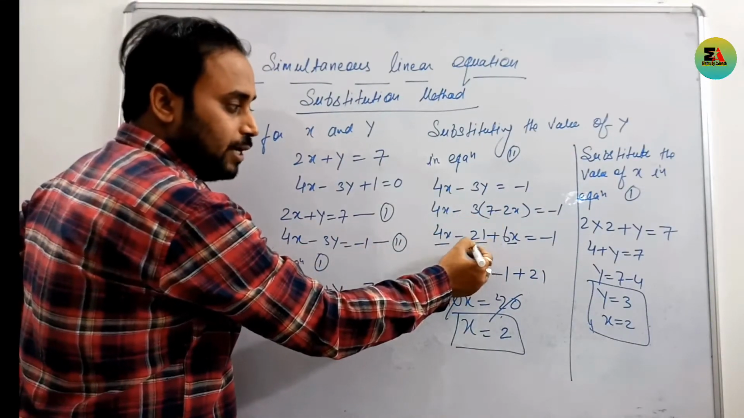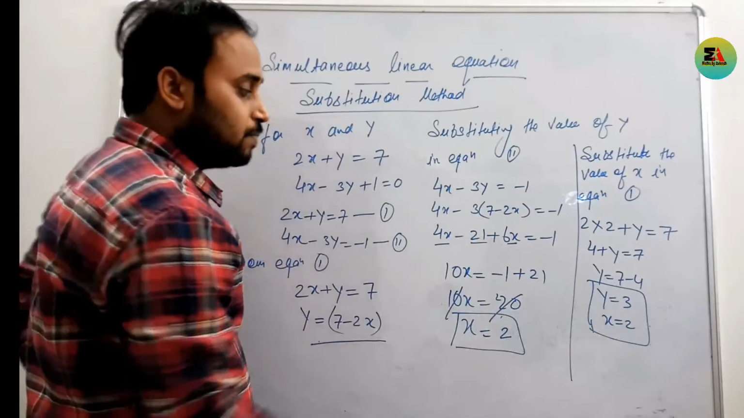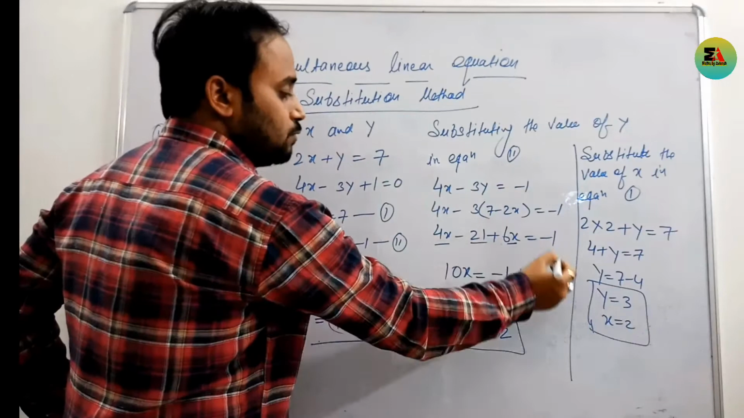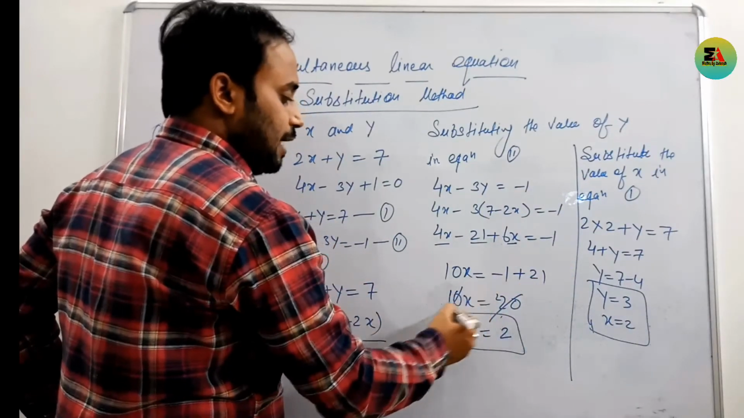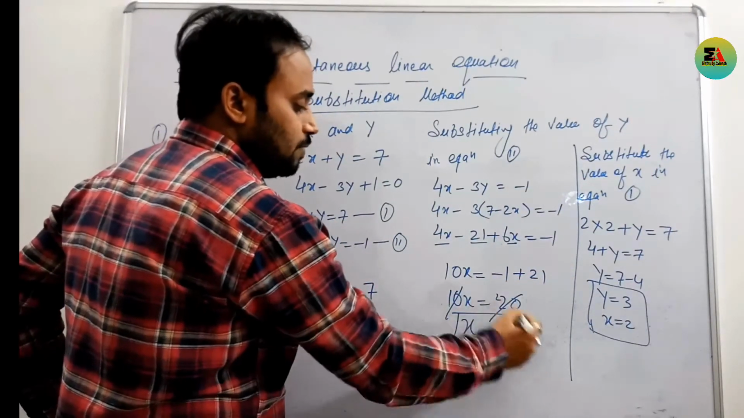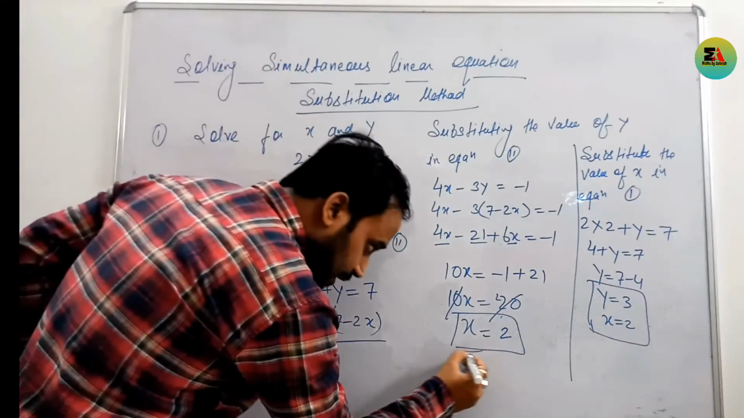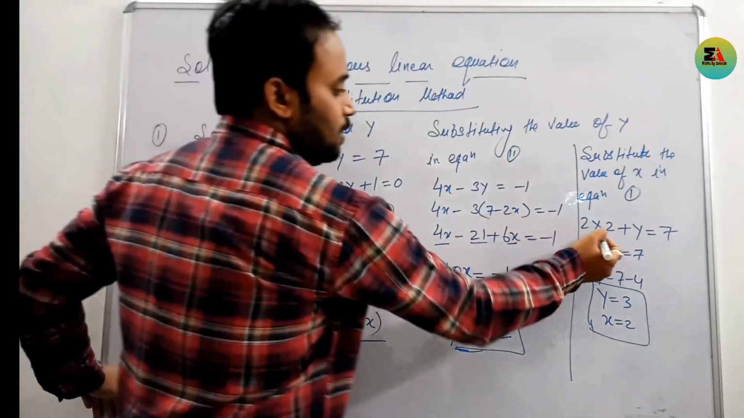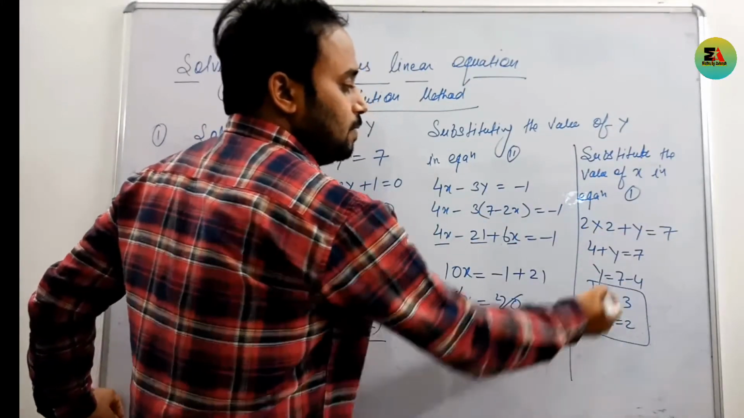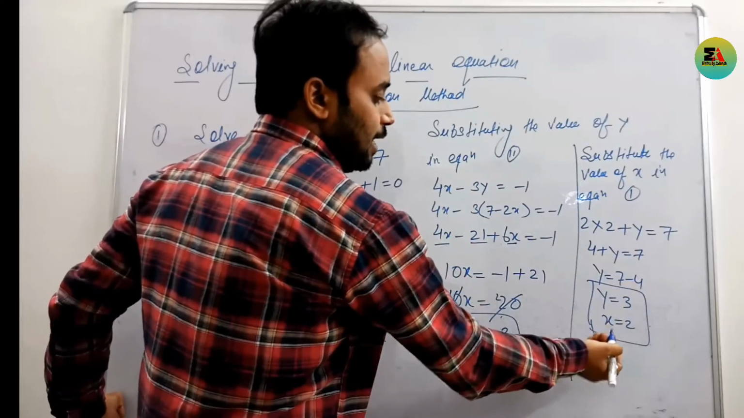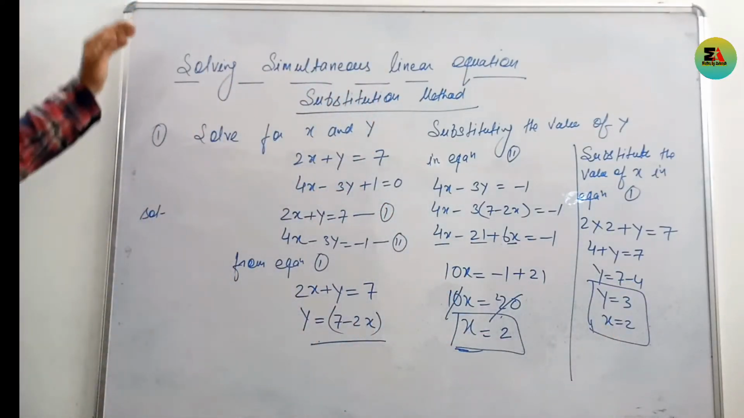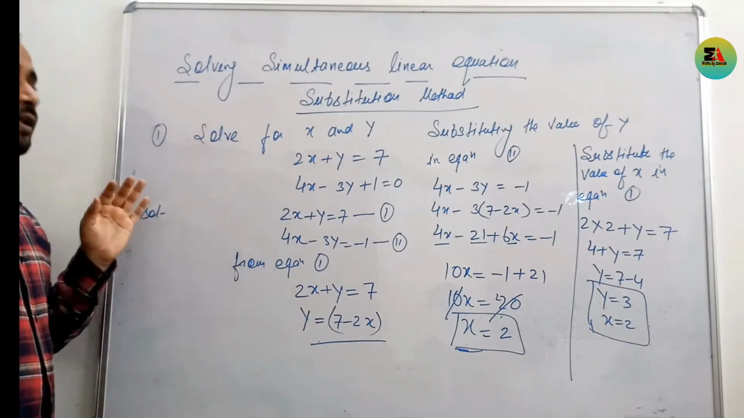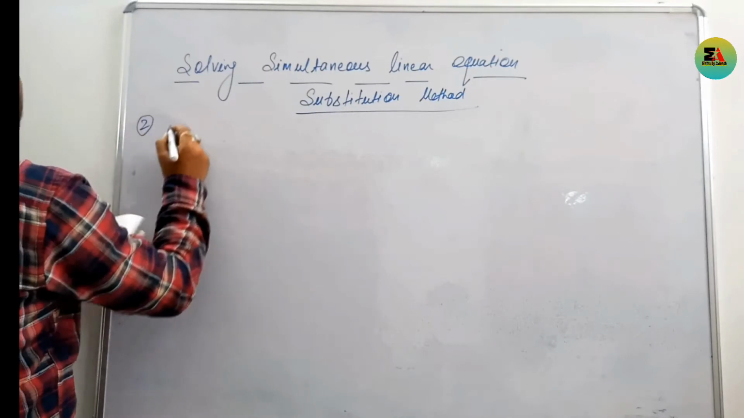Open the bracket. This becomes 21, and this becomes 6x minus 1. 4x plus 6x become 10x, and minus 1 is here. Minus 21 comes here, and this becomes 20. So 10x equals 20, and the value of x will be 2. Now substitute this value of x in equation 1: 2 times 2 plus y equals 7. Therefore the value of y will be 3 and x equals 2. I hope this is clear, how we substitute the value of one variable into another equation. Now, let's take another example question.